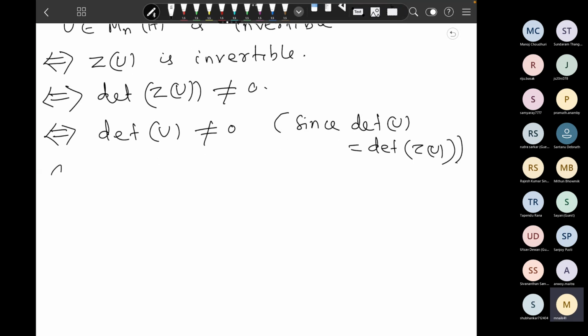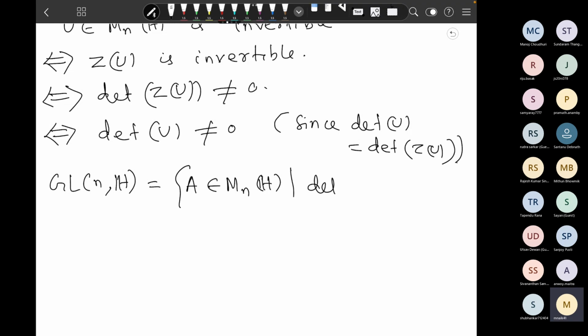Now you can say that GLNH is really the set of A belonging to MNH so that the determinant of A is not equal to 0. Now this you can say.